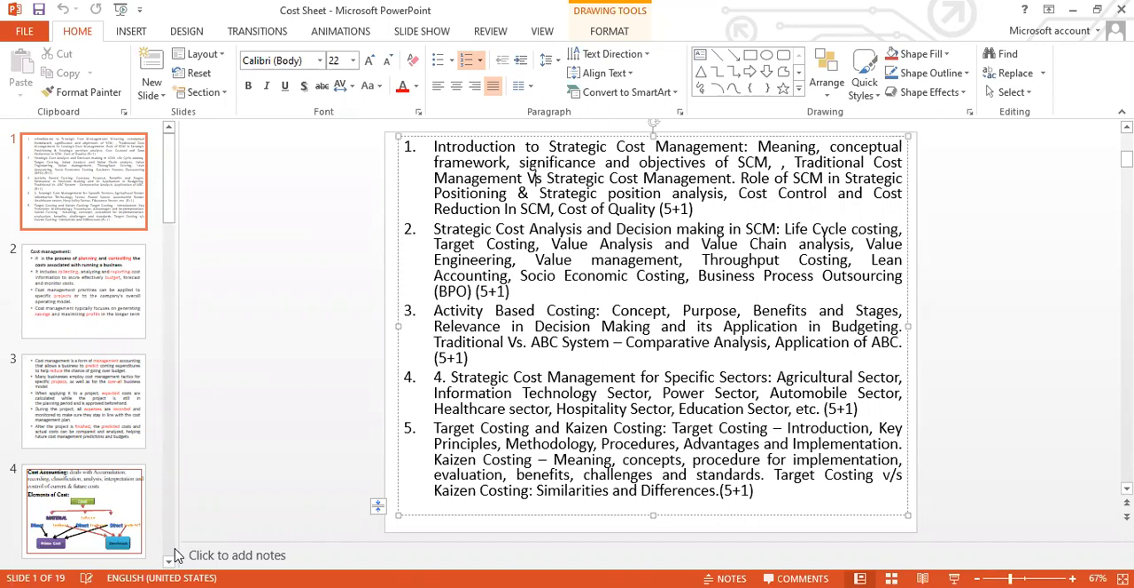This is internal subject, but this is very much important for your job. So if you're taking finance as a specialization, that time you should know about the strategic cost management. You should know the traditional techniques of cost management and you should know the modern techniques of cost management. Okay, now let us start with our syllabus.